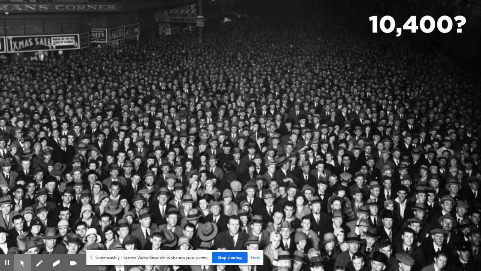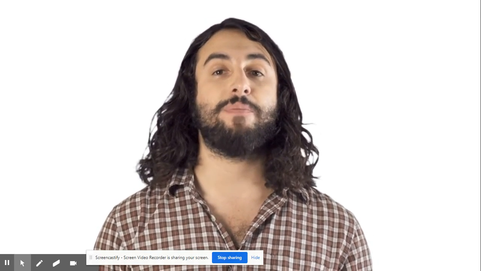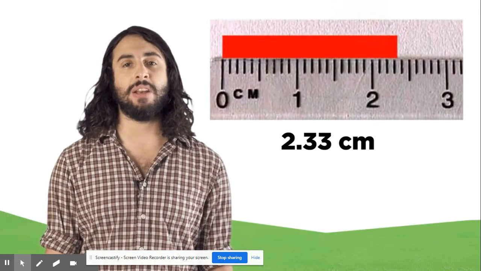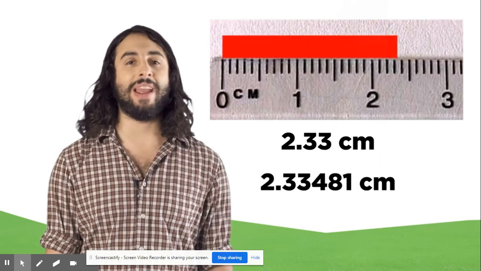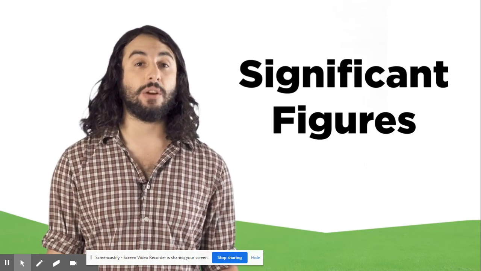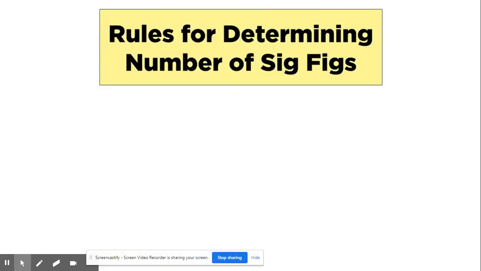About 10,400 or 10,472? We have to be careful not to make an estimate that is more precise than our measuring abilities allow. When we use measuring devices, we only estimate one digit further than the level of precision inherent in the instrument. Here, we could estimate 2.33 centimeters, but not 2.33481. We do not have access to that level of precision. So any measurement will have a certain amount of significant figures, or sig figs, associated with it that display how precise it is. Here are the rules for determining how many sig figs are in a value.